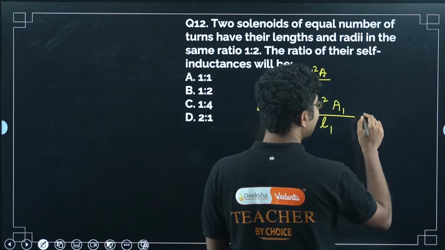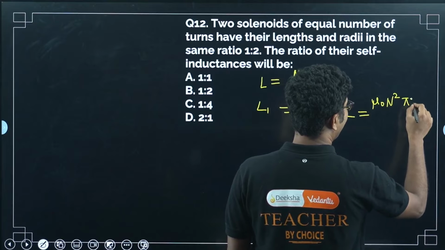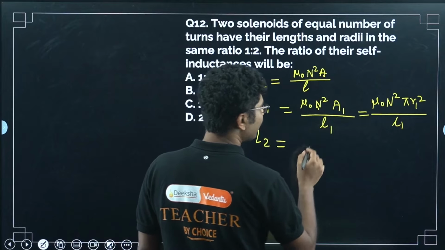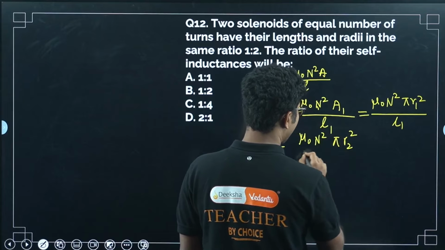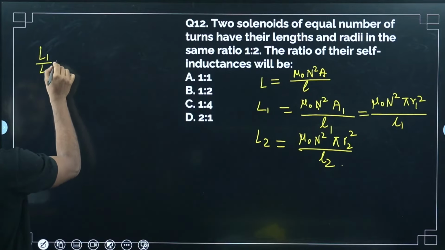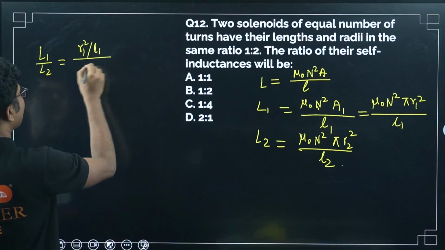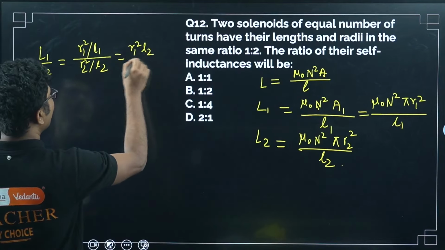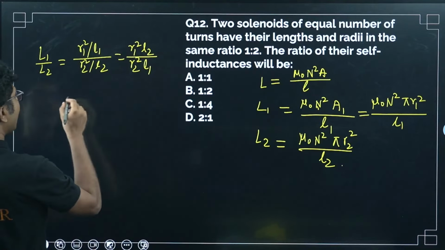Now area is basically pi r square, so we can simply write this as mu naught n square pi r1 square by L1. Similarly, L2 is equal to mu naught n square pi r2 square by L2. So what is L1 by L2? L1 by L2 is r1 square by L1 divided by r2 square by L2, or r1 square L2 by r2 square L1, right? So we have to put the values.